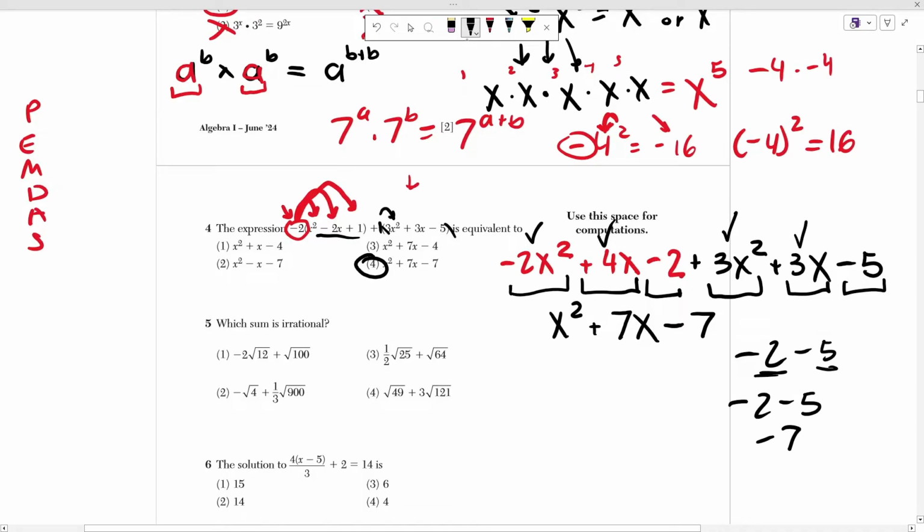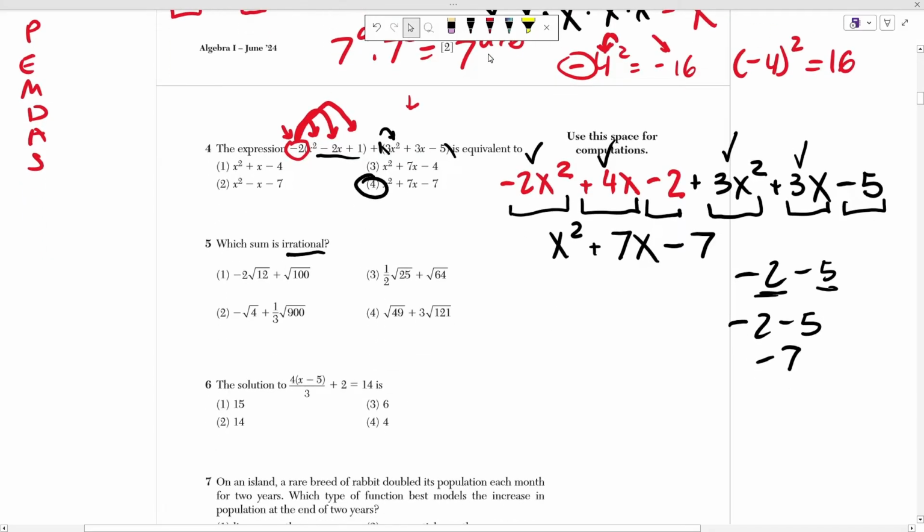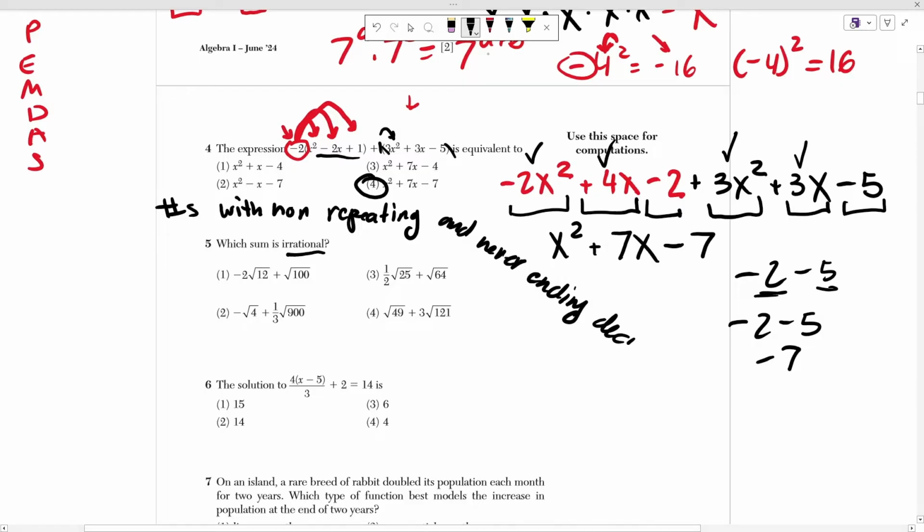Number 5 says, which sum is irrational, okay? And I guess this is a good time to go over what irrational numbers are. Irrational numbers are numbers with non-repeating and never-ending decimals. And never-ending, your teachers probably call this non-terminating.